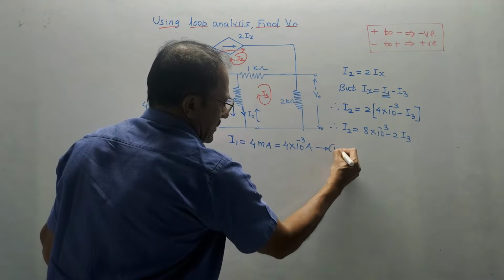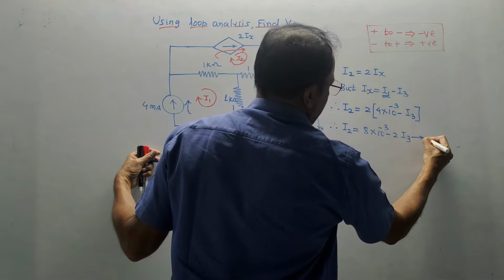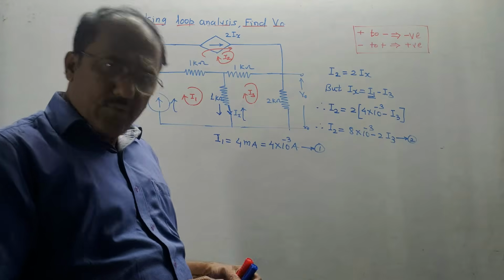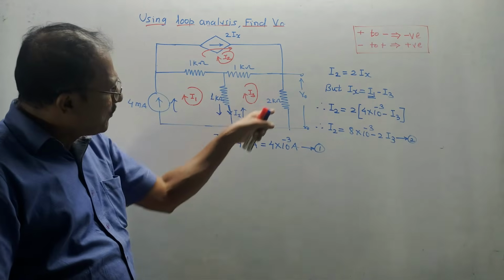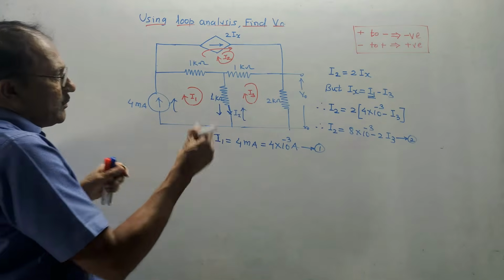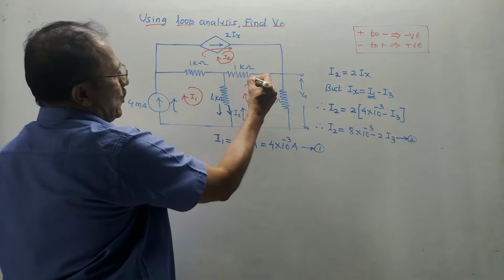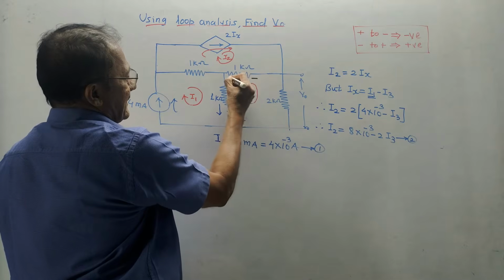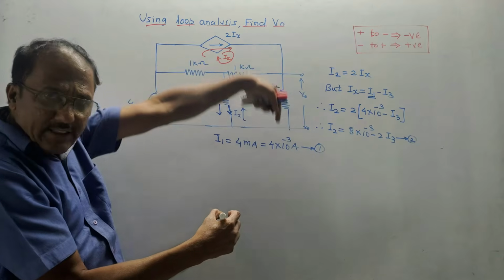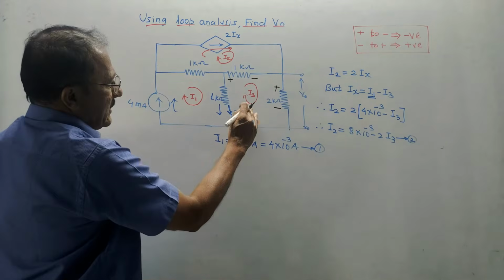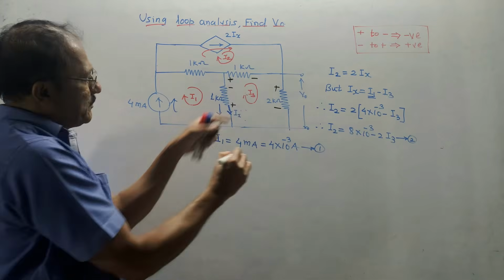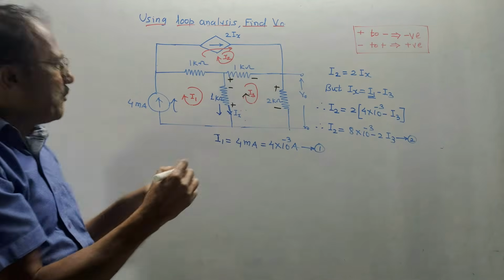Let us give some equation numbers. This is equation 1, this is equation 2. Now we have to apply KVL for loop 3. Before applying the KVL for loop 3, as per the normal rules, we will mark the polarities. I am considering this direction of I3. Then plus minus through the 2k ohm, I3 flows in downward direction. Then through this branch of 1 kilo ohm, it is plus minus. As per the direction of I3, I have marked the polarities.